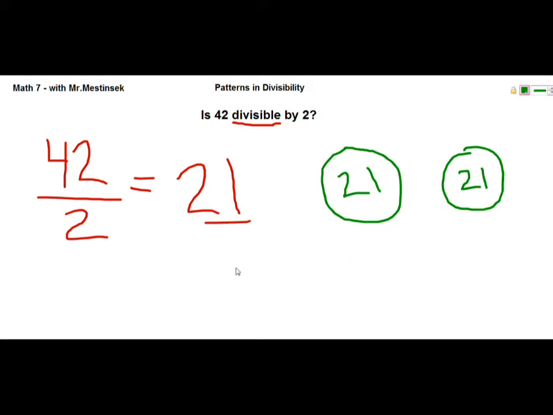What I wanted you to notice today was that sort of the opposite of 42 divided by 2 is 21. We can also say that 21 times 2 equals 42. Okay, so what does that mean? So that leads us into this discussion of multiples. If you can remember back into elementary school, folks, a multiple is when we go like this.